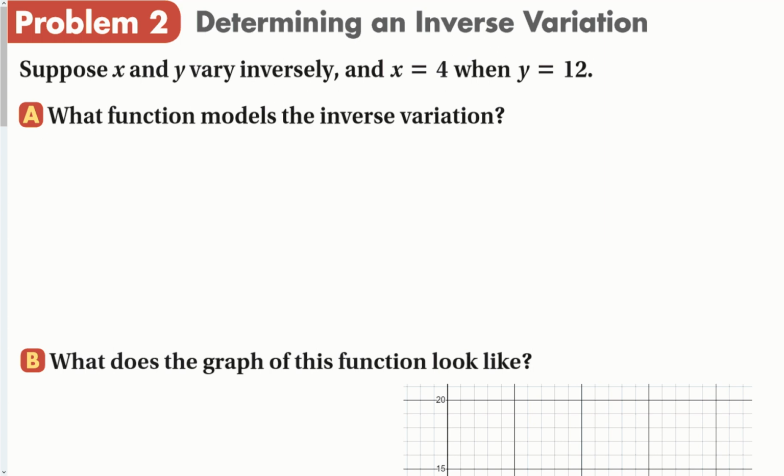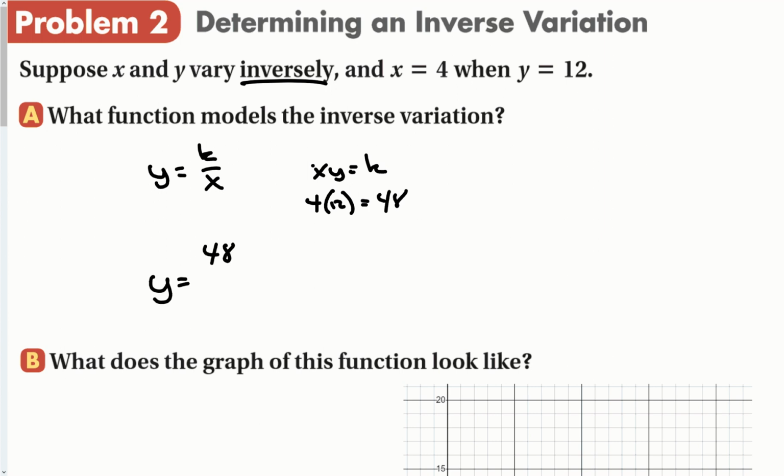Suppose x and y vary inversely, and x equals 4 when y is equal to 12. So they're telling me that it varies inversely, so I know that y is equal to the constant over x, and that x times y is equal to my constant, so 4 times 12 is equal to 48. So my formula is 48 over x. All right, let's graph it. Let's make a table.